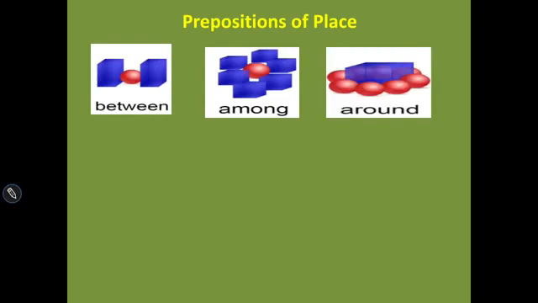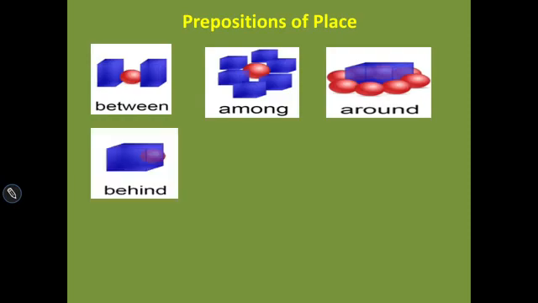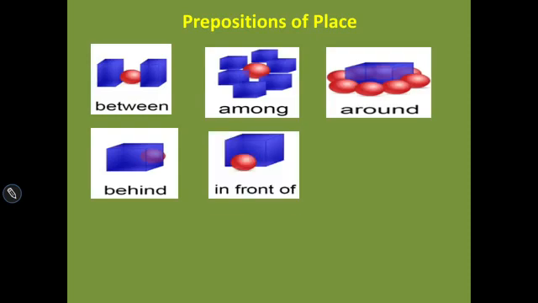In this picture, you will see the box is surrounded by balls from all the 4 sides. Here you will see we have used the word around because it is surrounded by balls from all sides. Behind: what is the position of the ball? It is at the back of the box, means behind. Where is the ball now? It is in front of the box.